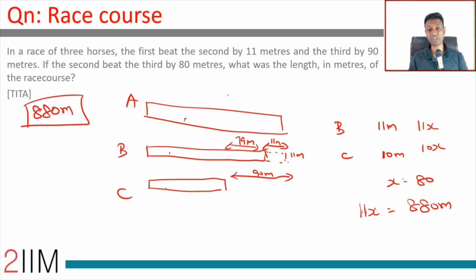When A finishes the race, B is 11 meters behind, C is 90 meters behind. Or B has a lead of 79 meters over C. But by the time B finishes, B has a lead of 80 meters. That is, when B finishes this 11 meters, C travels only 10 more. Or when B travels 11, C travels 10. So if B travels 11x, C travels 10x, the difference is x. This is 80 meters, or the race length should be 880 meters.